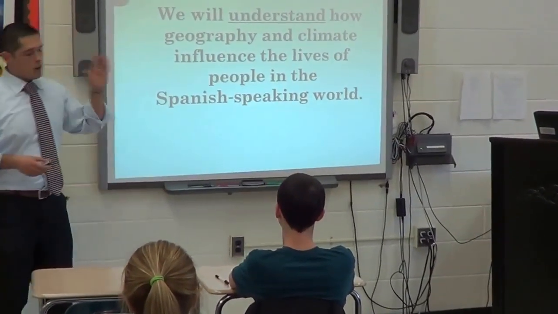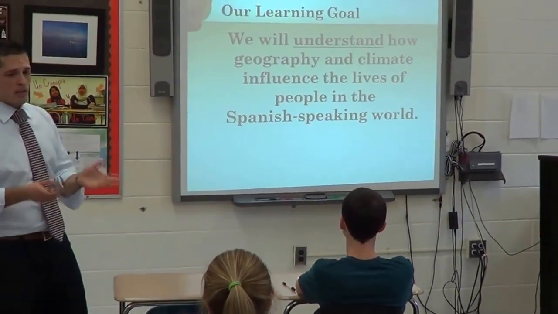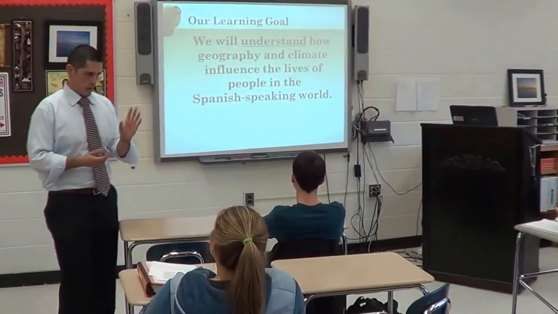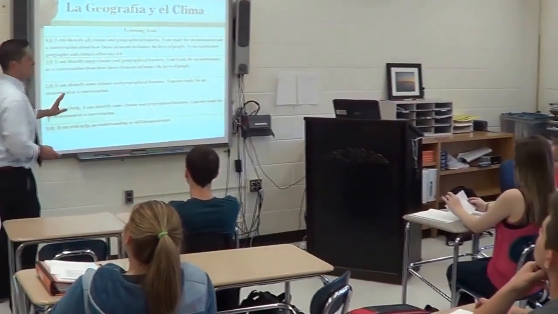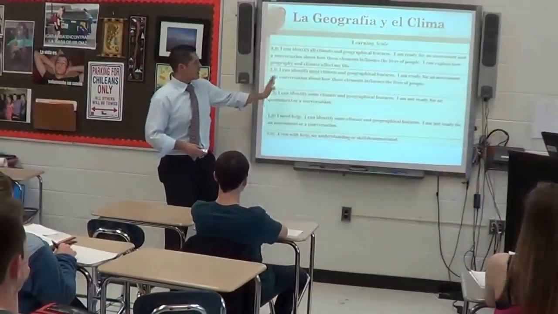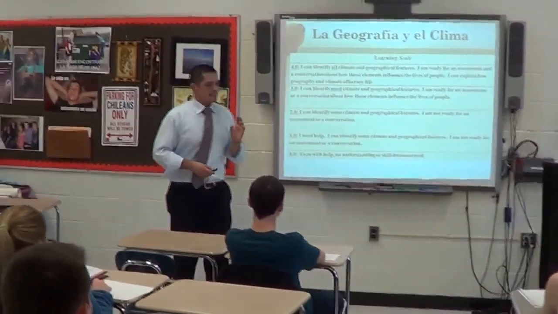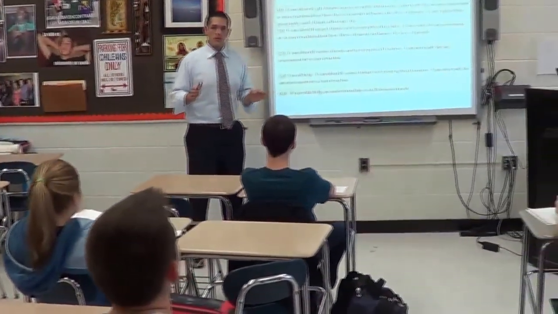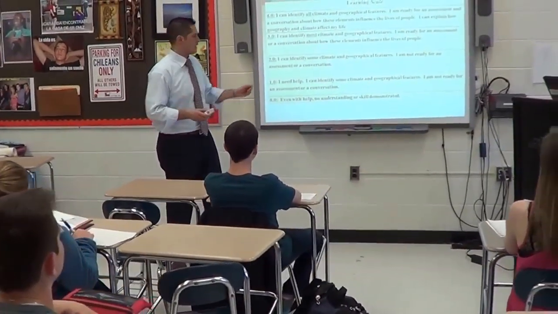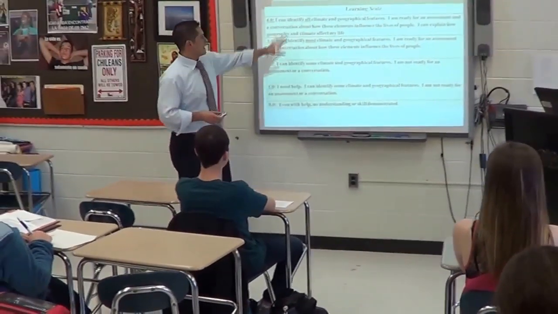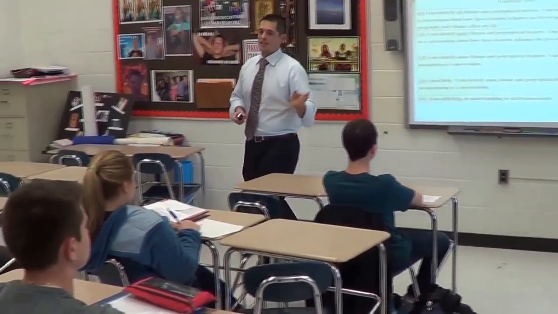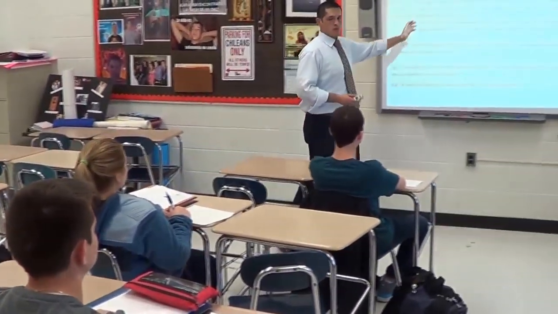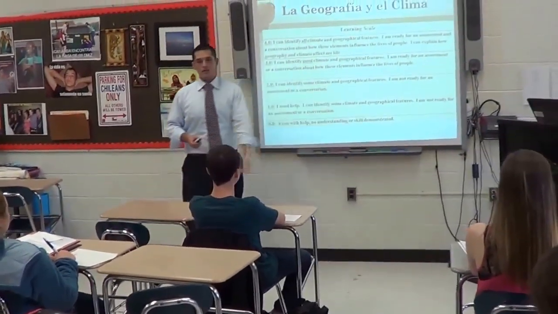Now, before we move on, let's take a look back at the learning goal that we've been working with, okay? We will understand how geography and climate affect and influence the lives of people in the Spanish-speaking world, okay? So, now, let's go back to the scale. If we are a 3, we can identify most of the climate and geographical features, and we're pretty confident we can take a test or have a really good conversation with this topic. Then if we're a 4, we can do all of those. We identify all of the climate features and geographical features that we've seen so far, and I'm super ready for an assessment.